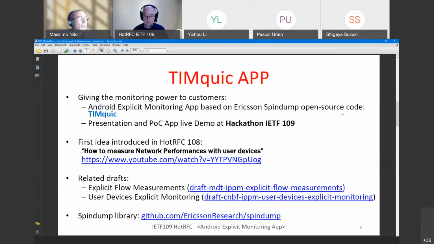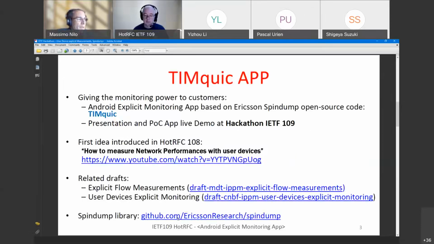The first idea was already introduced in the last HotRFC in July, and was how to measure network performance with user devices. There is a YouTube video that you can see. There are also two related drafts that describe the ideas behind it and the details. One is about explicit flow measurements, and the second, a new draft, is user device explicit monitoring. Here are the links.